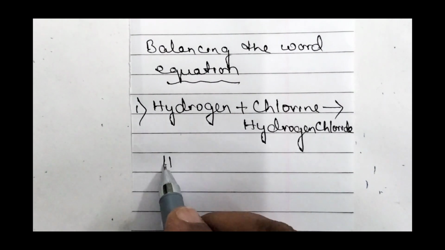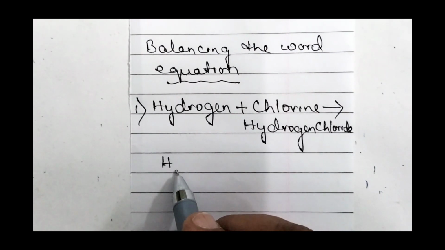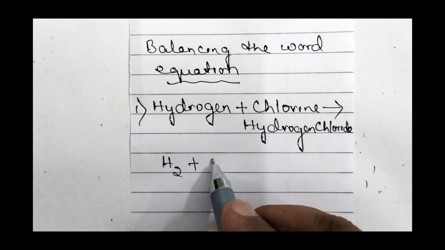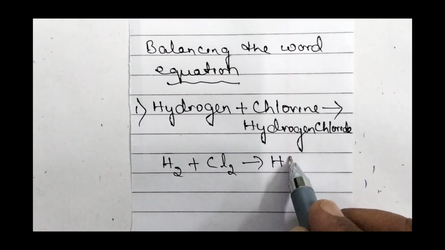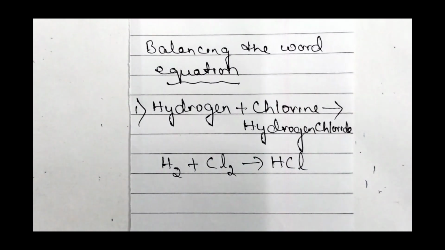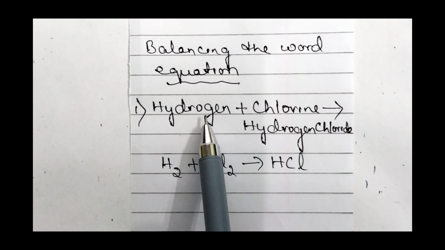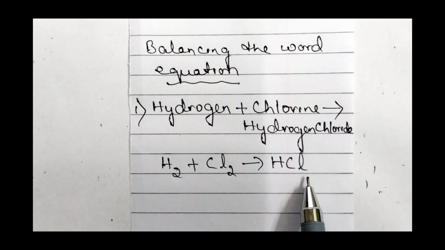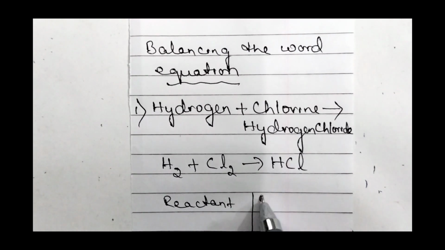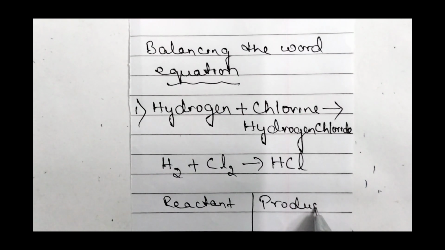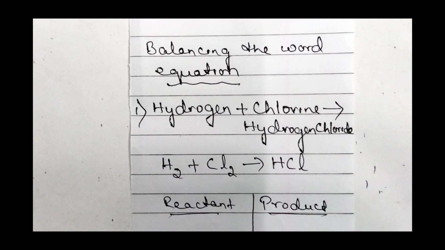Hydrogen, that is H2, plus chlorine, Cl2, give rise to hydrogen chloride, that is HCl. So now we have translated the word equation into a skeletal equation. Now we have to balance this skeletal equation. So now let us balance this one. Reactant is given, so product is there.